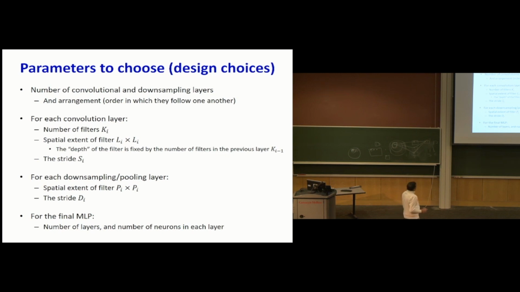So these are all the parameters you would have to choose. For each layer, the number of filters and the spatial extent of the filter, and maybe the stride. For the pooling layers, the spatial extent of the filter, the stride, and the type of pooling. That's something that you would decide. And for the final MLP, the number of layers and the number of neurons in each layer.